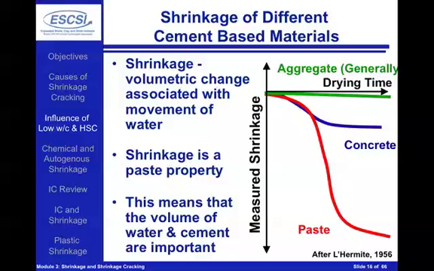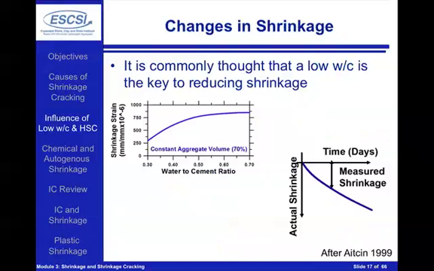And the real takeaway from this is that shrinkage is really a paste property. This means that it's really the water and the cement that are important, and it's the volume of the paste that's really going to drive how much shrinkage we get in our concrete. So one of the first things that we want to do to reduce shrinkage is to reduce the volume of our paste, reduce the amount of cement plus water that's inside of the system, because in general our aggregates are volumetrically stable, but it's really the paste that's driving the overall shrinkage in the system.